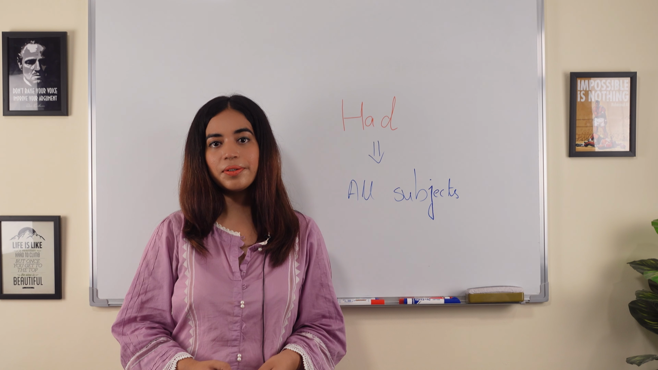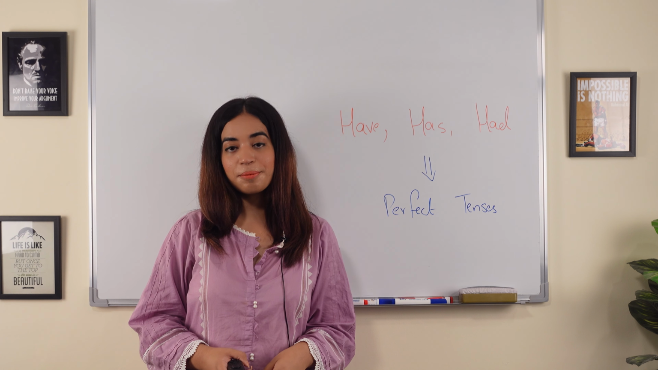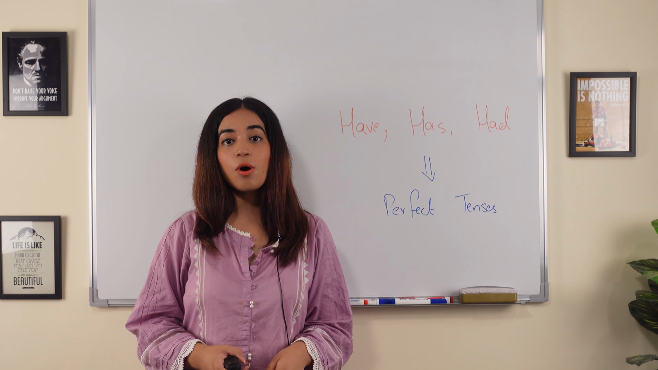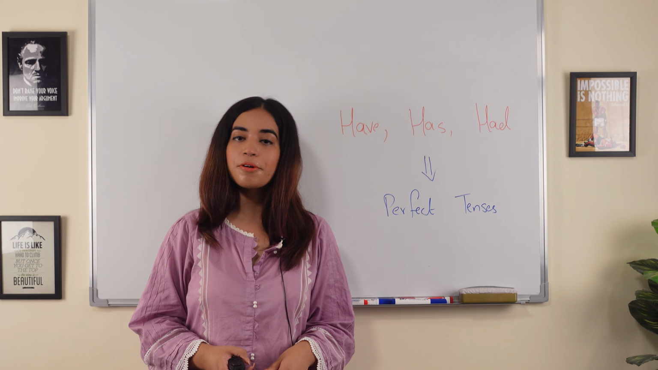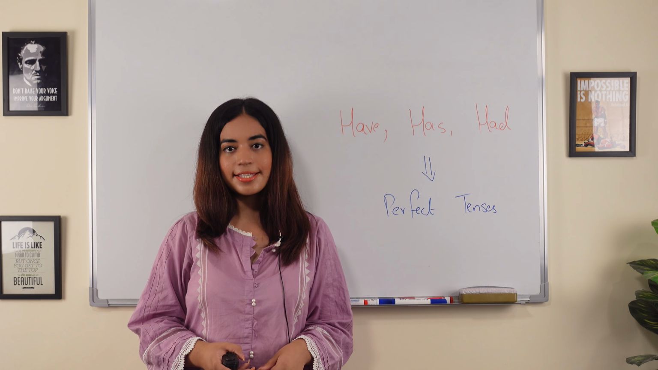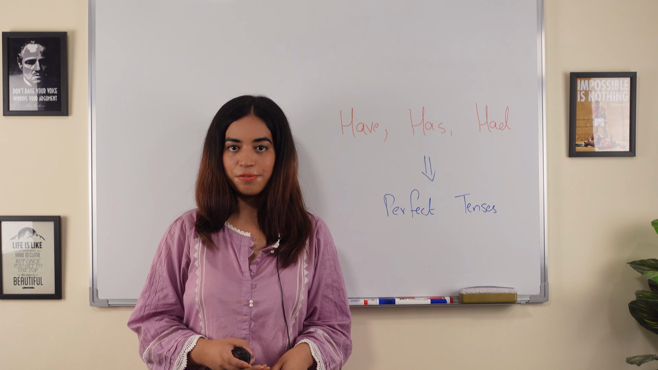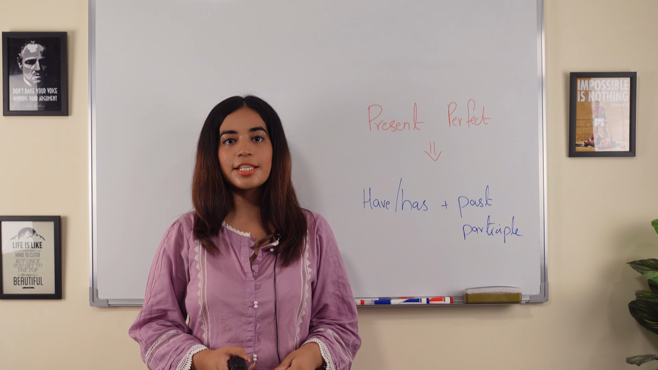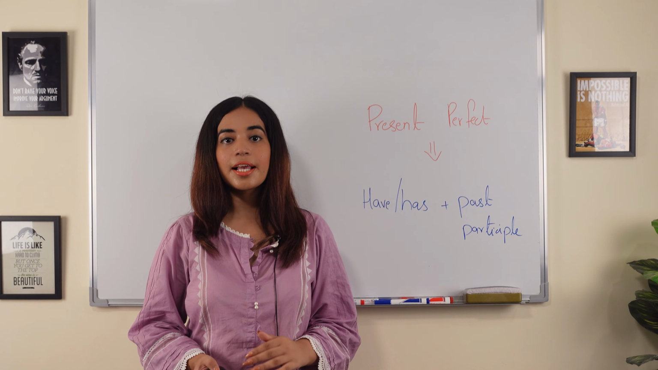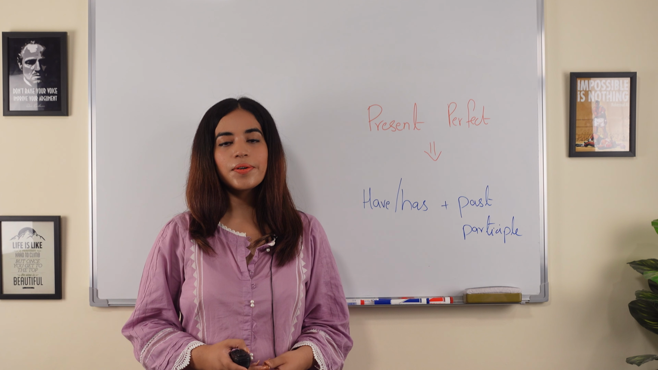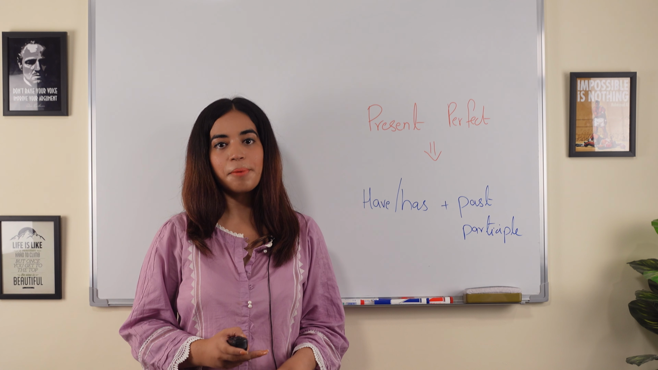That's pretty straightforward, right? Now let's dive into the fun part, perfect tenses. Have, has and had are used as auxiliary or helping verbs in perfect tenses. Have and has are used in the present perfect, while had is used in the past perfect. The present perfect tense is used to describe actions that started in the past and continue to the present. The structure is have, has, plus past participle.